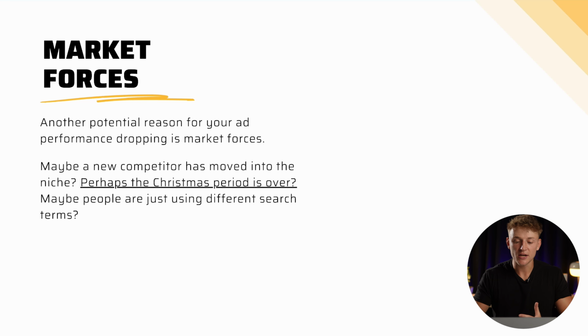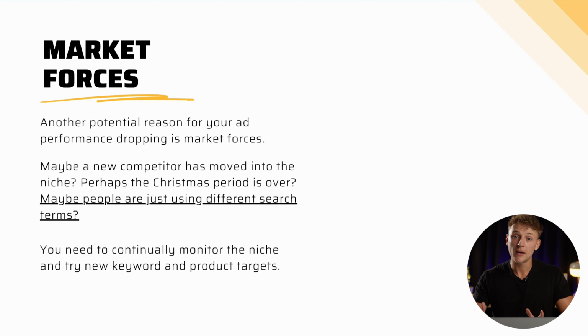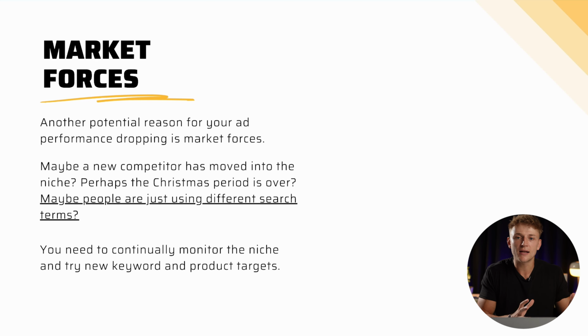So if it's a seasonal change like the Christmas period being over, perhaps in your ad campaigns you had loads of Christmas themed keywords like gifts, Secret Santa, stocking filler, those kinds of things. If you've still got them in your ads come January and February, of course your performance is going to drop. So you need to constantly be monitoring and taking out keywords when you need to. Or maybe people are just using different search terms, which again drives home this point of you need to continually monitor the niche and try new keyword and product targets. Just using the same keyword and product targets in an ad and leaving it for like a year, 6 months, so many things can change in that time.